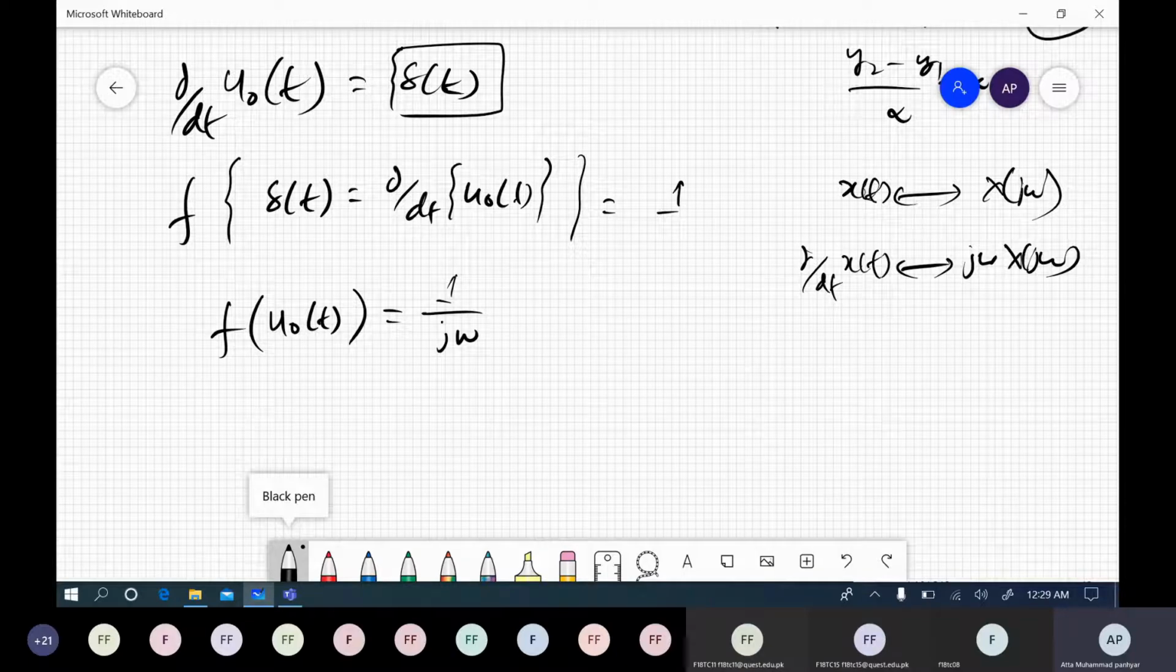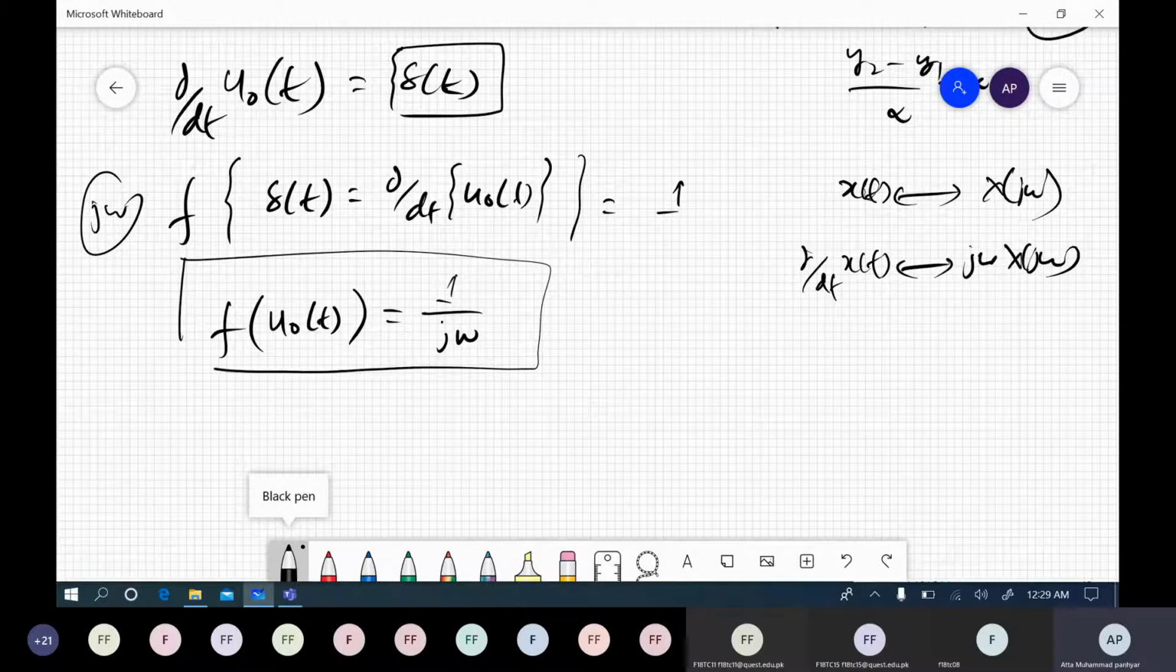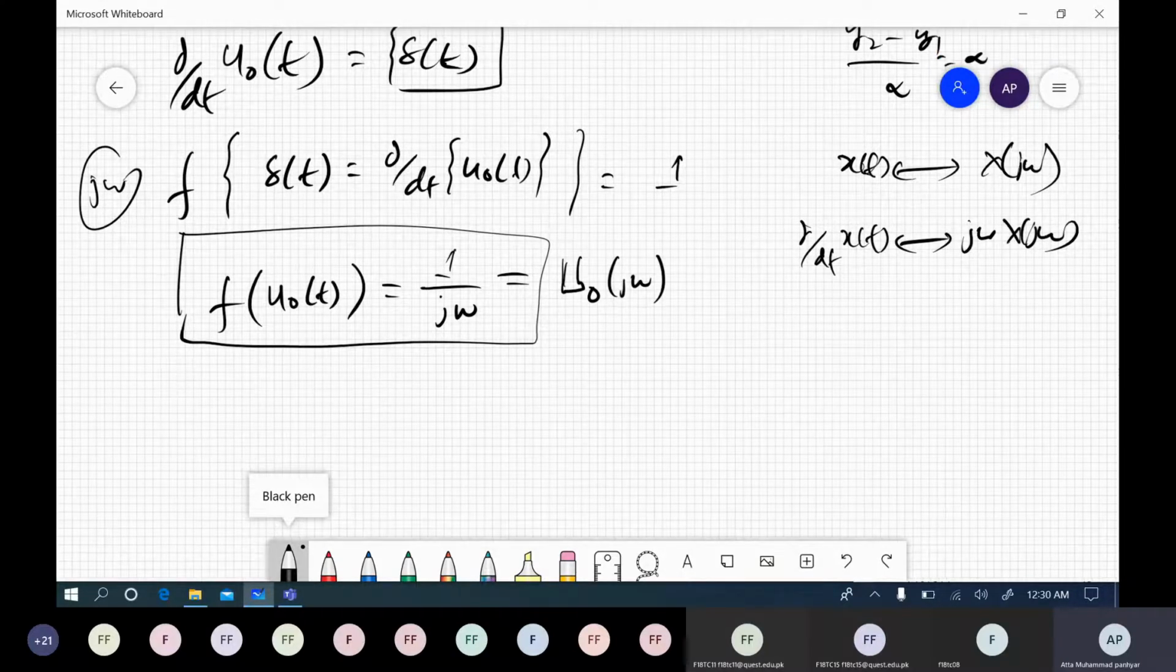Because this signal must be multiplied with j omega, so for the derivative delta t, this j omega must be divided here. So this must be equal to 1 over j omega. This is the odd part. Now we can say this is equal to u odd part of j omega.